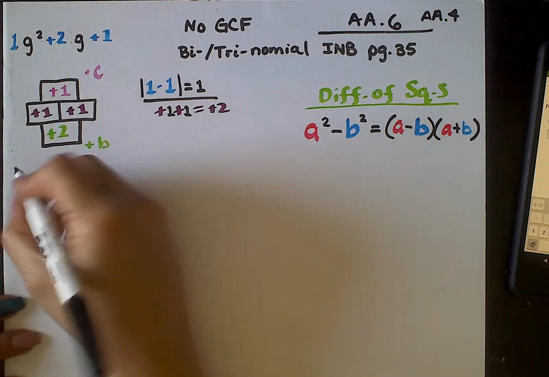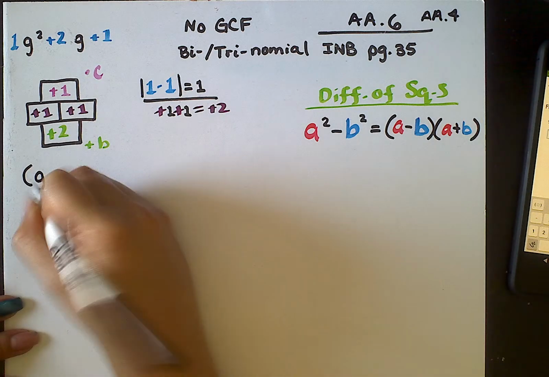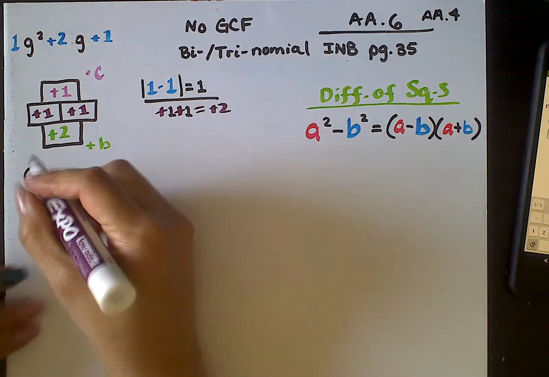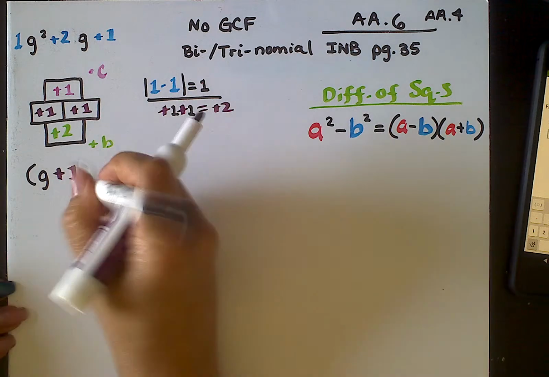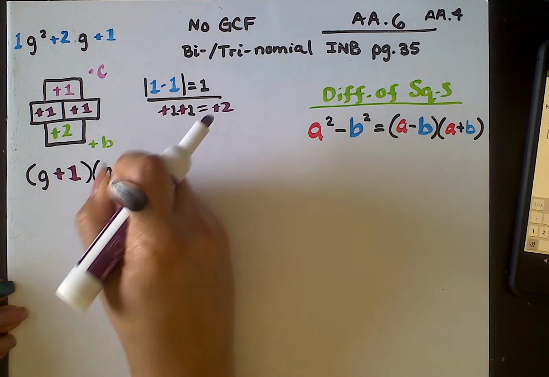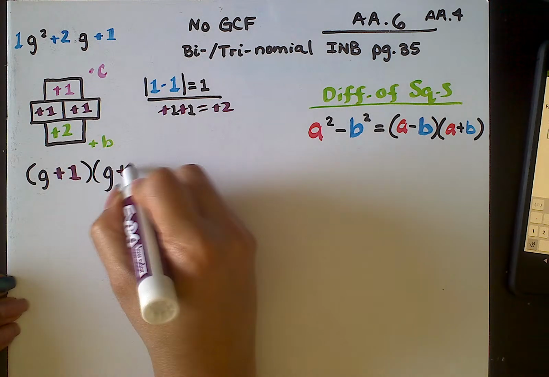Now I could write my final answer as g plus 1, times g plus 1.